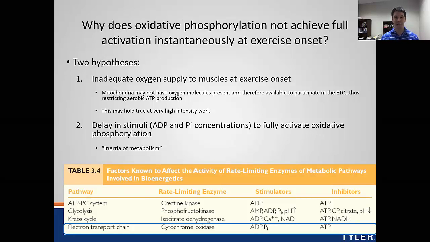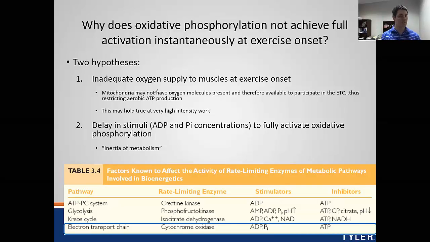But why do we need these anaerobic systems early on? So there's a couple of reasons why. The first is the idea that there's an inadequate oxygen supply to muscles at the onset of exercise, right? It takes us a little bit of time to get blood flow to increase, right? So if mitochondria don't have enough oxygen, note I didn't say they don't have any, I just say they don't have enough, right? So pyruvate is trying to get into the cell.